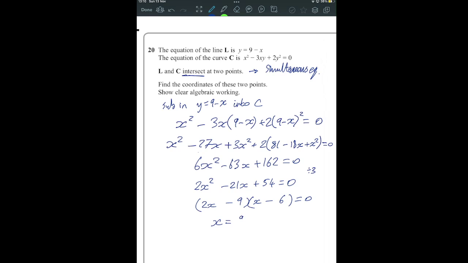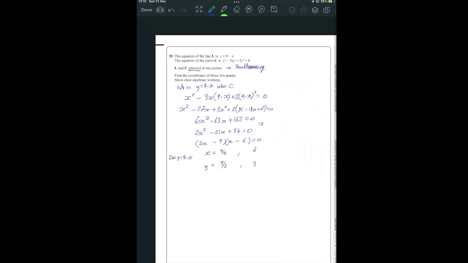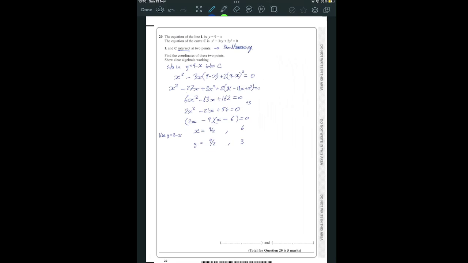So we get our two values of x, 9 over 2 and 6. Well, I also want to go back and find my y values. So subbing them back into 9 minus x, 9 minus 9 over 2 is 9 over 2, 9 minus 6 is 3. The answer line has already given it to me in coordinate form, so I'm going to put my coordinates in.